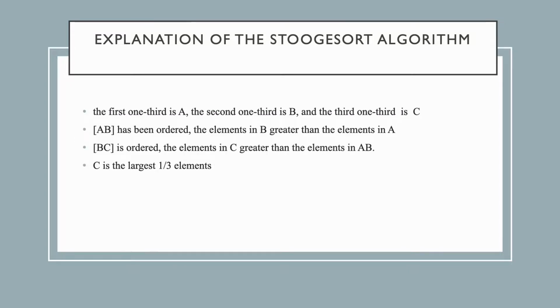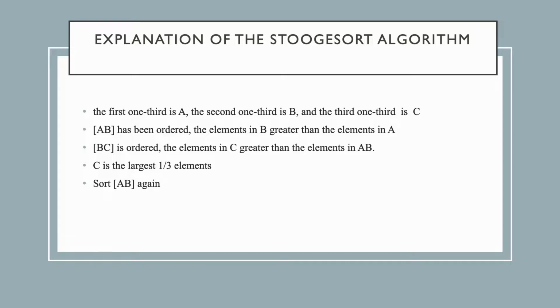This is a simple proof of the correctness of the algorithm. We can divide an array into 3 parts. The first part is A, the second part is B, and the third part is C. After the first call, AB is sorted, and the elements in B are larger than A. After the second call, the elements in C are larger than AB. So the elements in C are the largest 1/3 elements of the array.